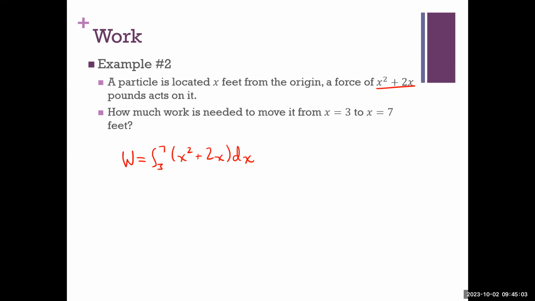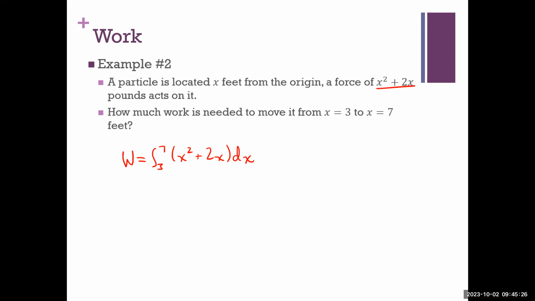Do we agree with this integral? So am I still multiplying force times displacement? Very generally, I am. What's that? Right, what am I doing with those bounds?